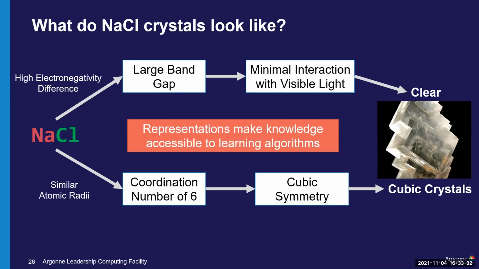Now, as someone with a background in inorganic chemistry, I could look at this material and say, well, it's got a high difference in electronegativity, which means it's going to be strongly polar and have a large band gap. Because it has a large band gap, it's not going to interact with visible light, which means it's going to be clear. Additionally, I know something about crystal chemistry, and I'd say that sodium and chlorine are about the same size, which means they're going to pack to have a coordination number of 6, which leads to cubic symmetry, which means it's going to be a cubic crystal. And voila, sodium chloride is actually a cubic crystal that in its undefected state is clear.